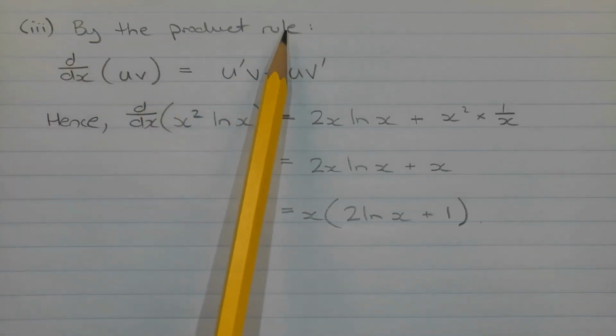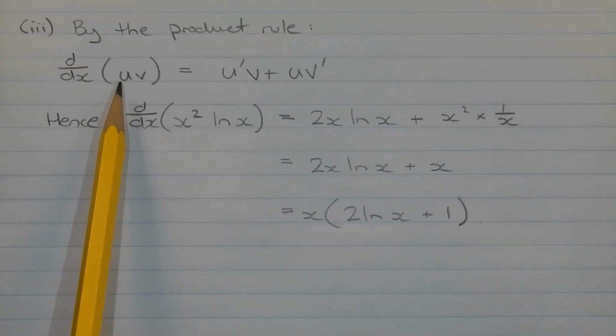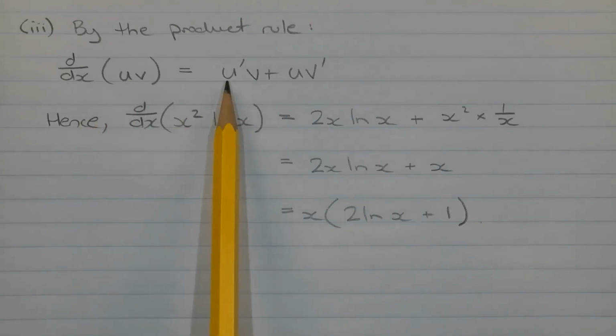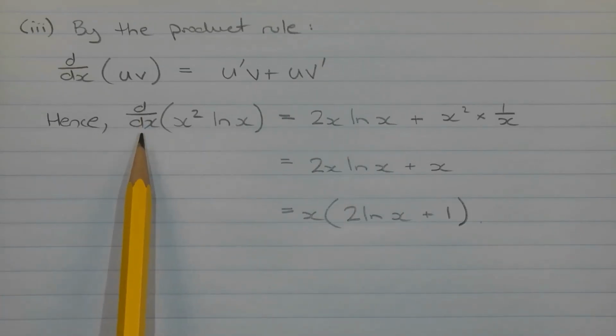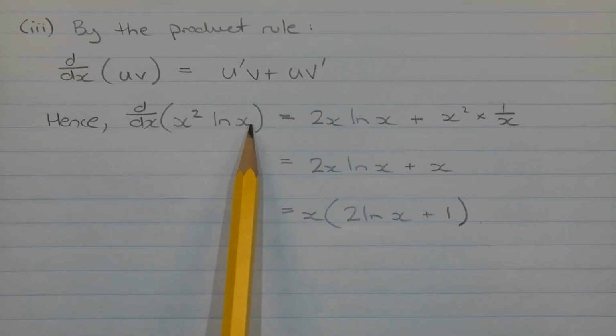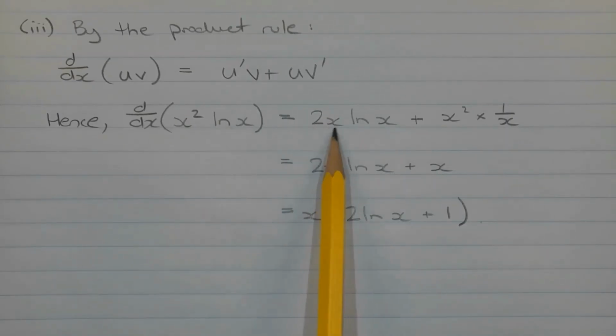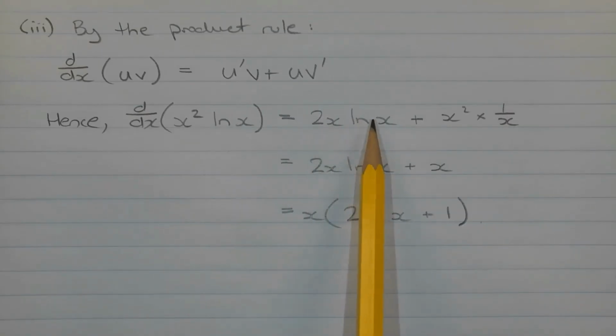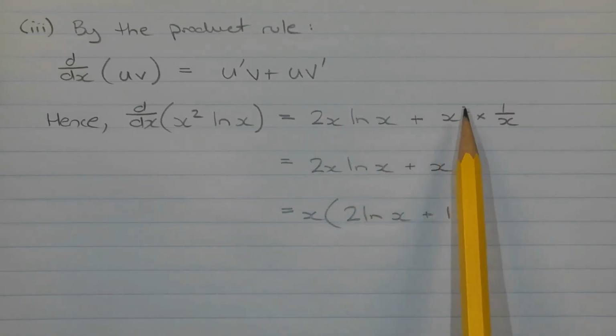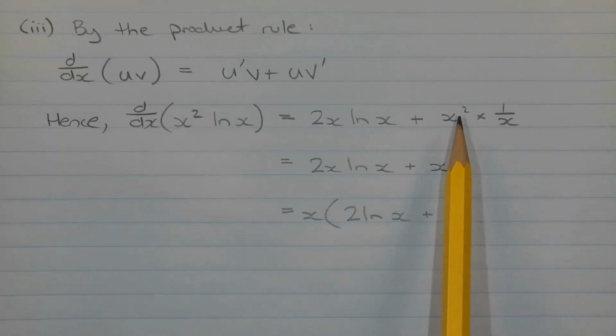By the product rule, the derivative with respect to x of u times v, where u and v are functions of x, is equal to u dash v plus uv dash. Hence, the derivative with respect to x of x squared times ln x, where u is equal to x squared and v is equal to ln x, is equal to 2x times ln x. So that's our u dash times v plus x squared times 1 over x. That's our u times v dash.